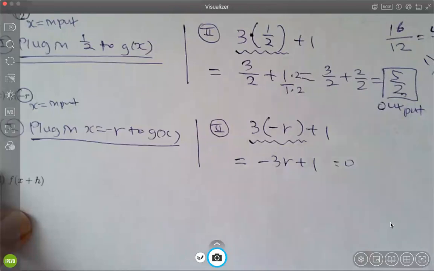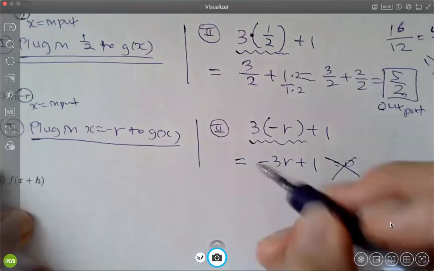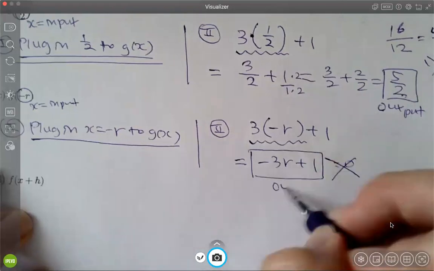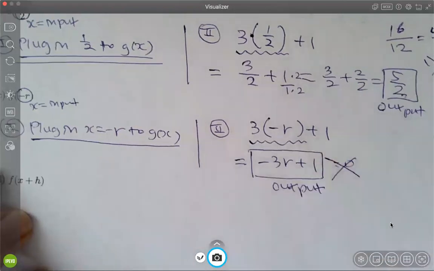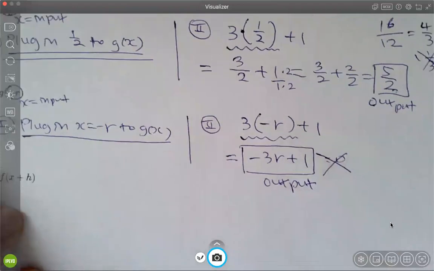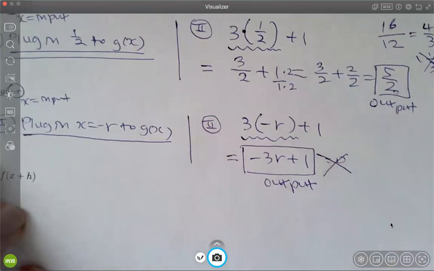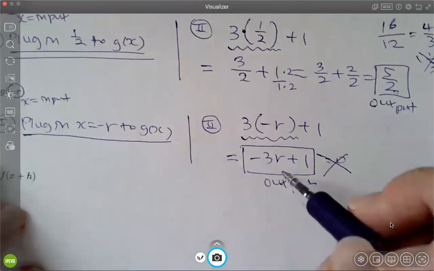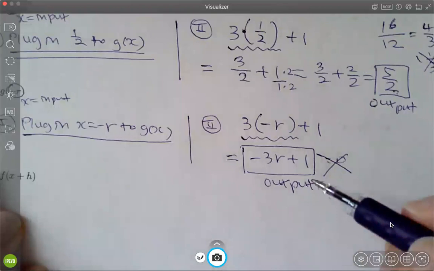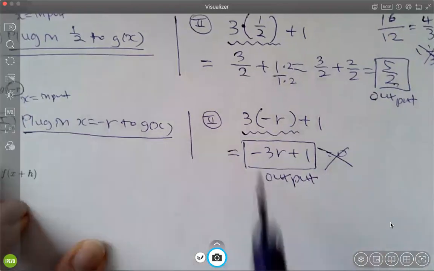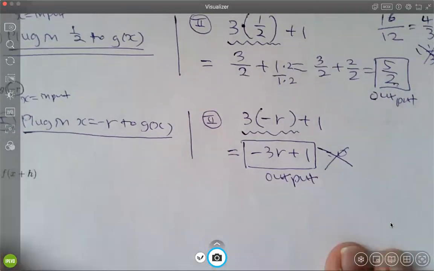Okay, now, do we set that equal to 0 and solve? No, okay, please don't. That is a very common mistake that people make, which I don't know why, but somehow they want to set this equal to 0 and solve. Okay, but please don't. That is the output, which looks weird, but that's because our input was weird. Okay, so that's kind of normal.